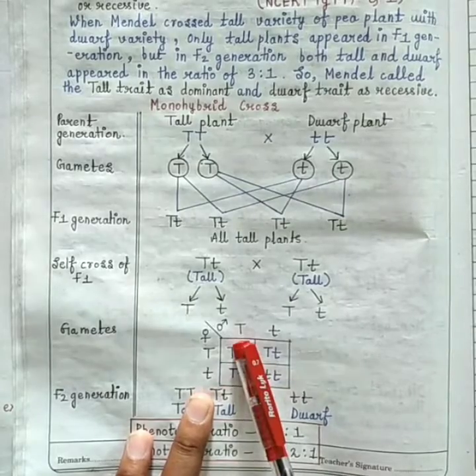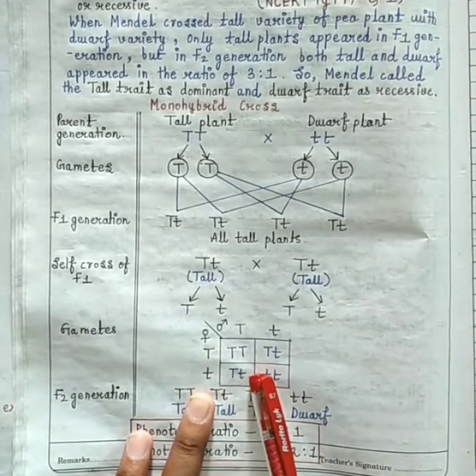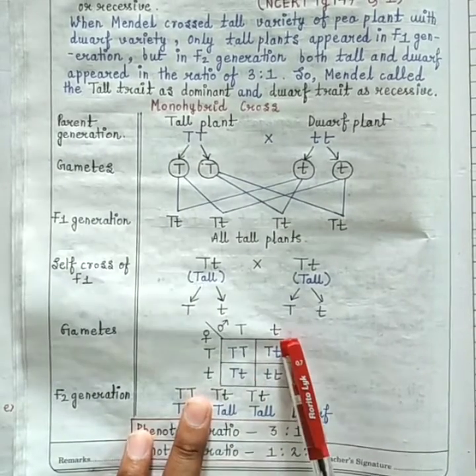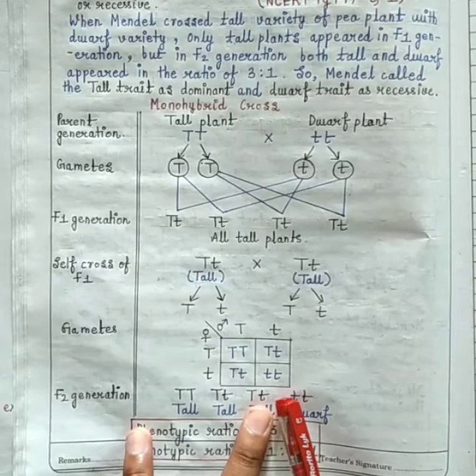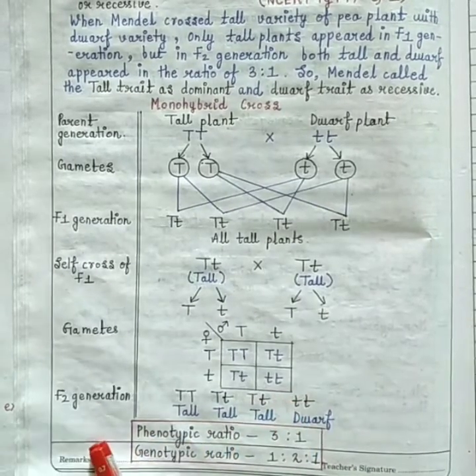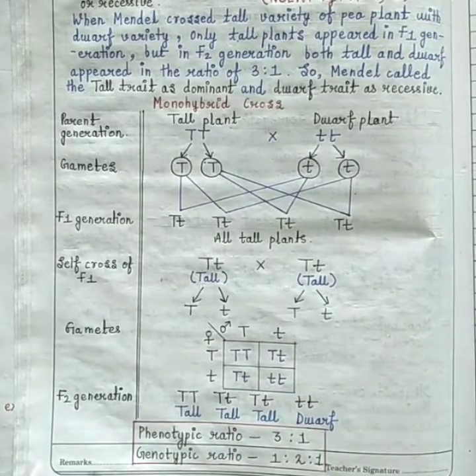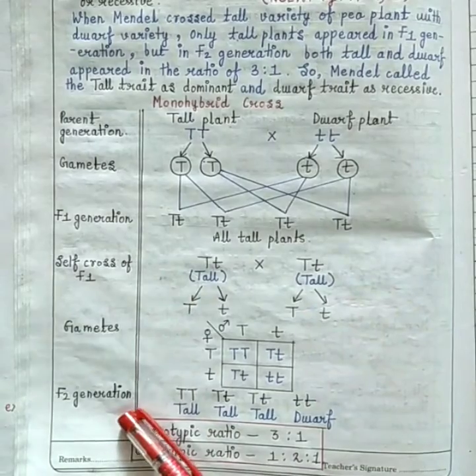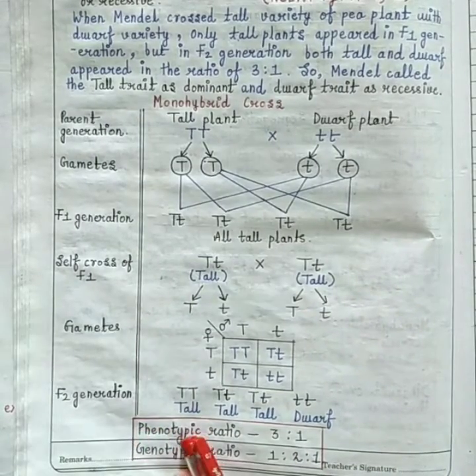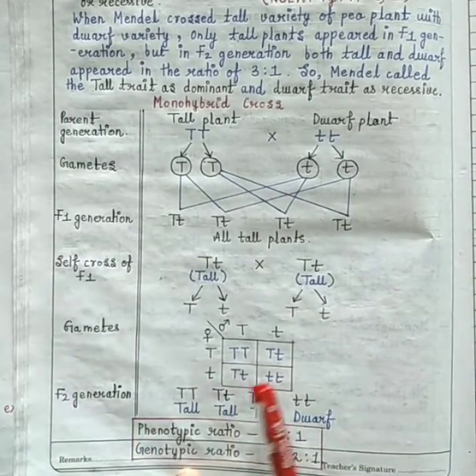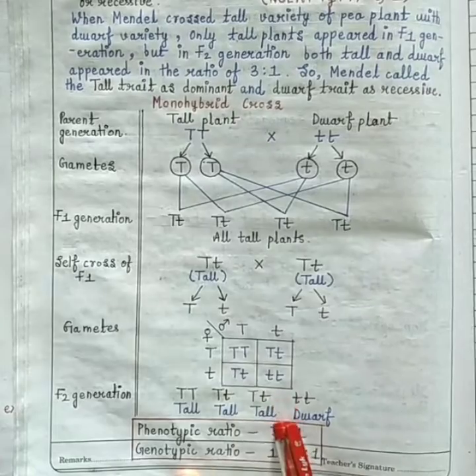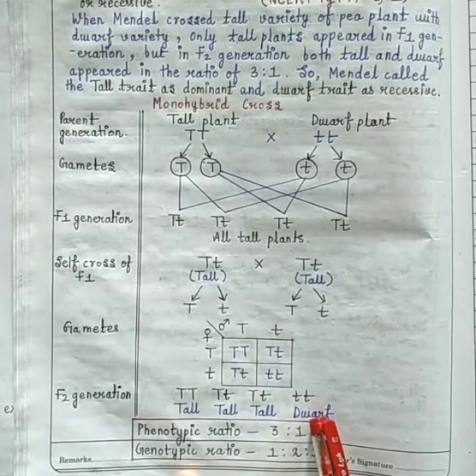Now small t ka crossing with this capital T, this one will be obtained, and then this small t ka combination with this small t, then we'll get this combination. So ultimately we got the F2 generation. F1 generation की self crossing के बाद we got the F2 generation, and these are the gene combination capital T capital T, capital T small t, capital T small t and small t small t.